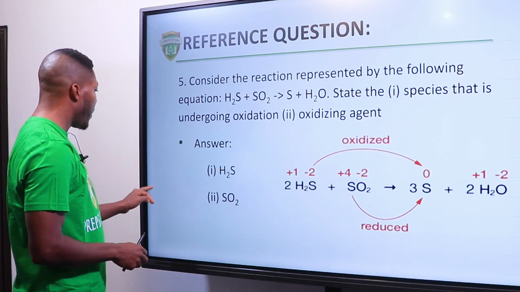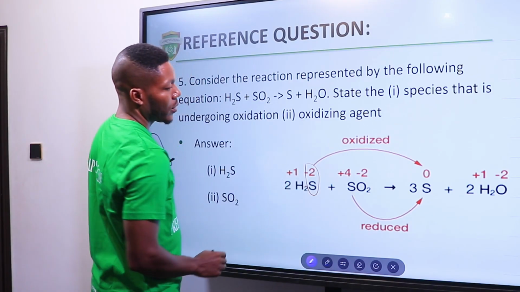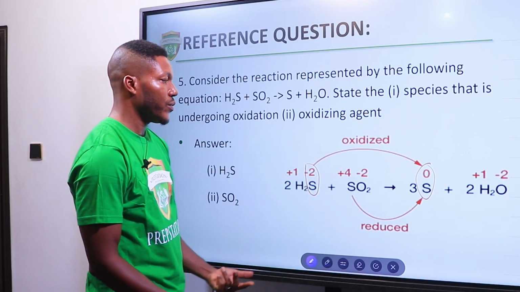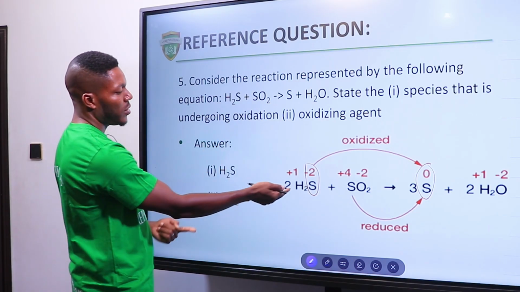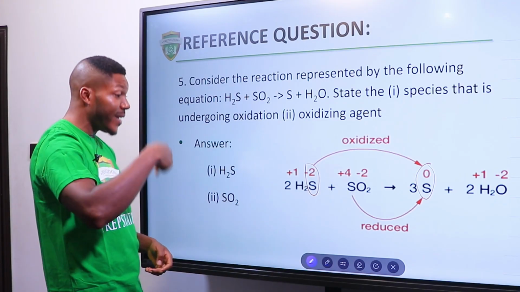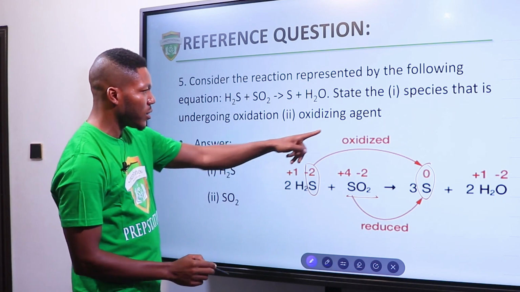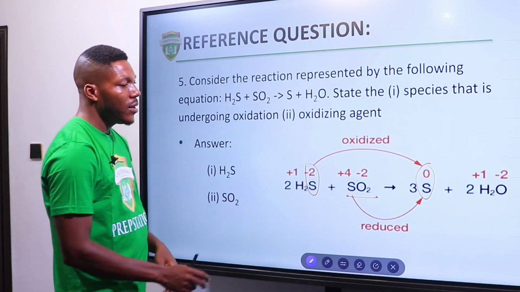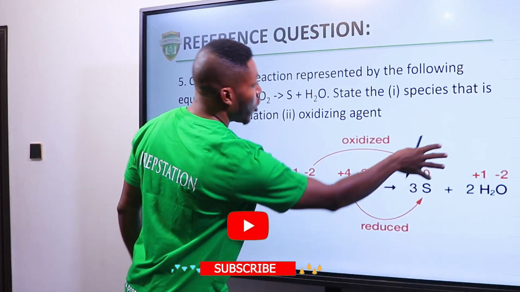Why is this compound like that? Sulfur here is -2. Sulfur here is 0. So for -2 to 0, there is loss of electron. That is why this H2S goes for oxidation, because this species is oxidized. Then what should be our oxidizing agent? What causes oxidation is known as the oxidizing agent: SO2. It's as simple as that. Just take your time, study the video very well, and you get to understand the concepts, and it will help you.